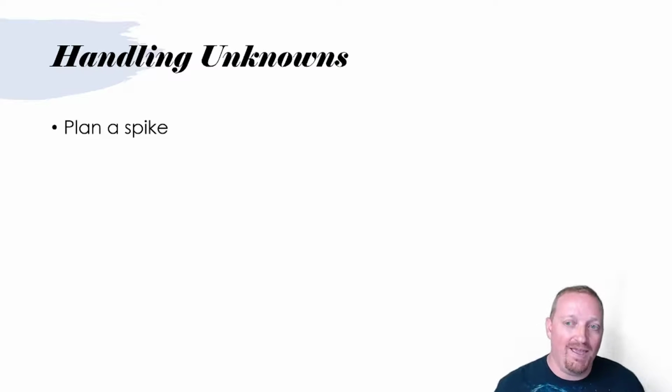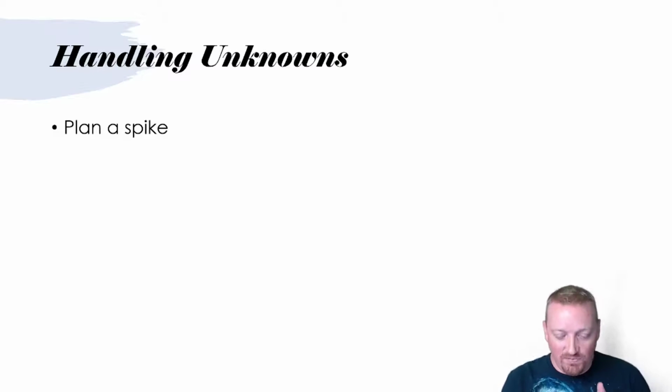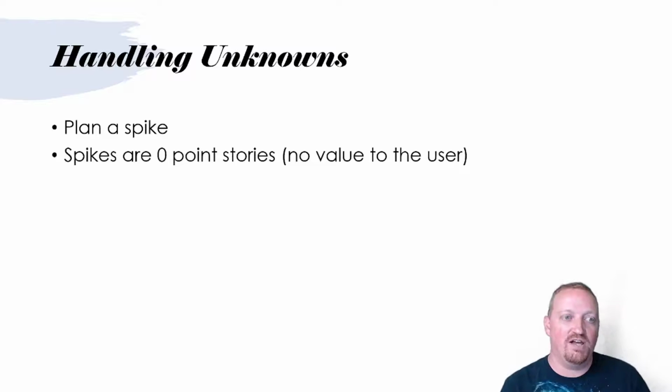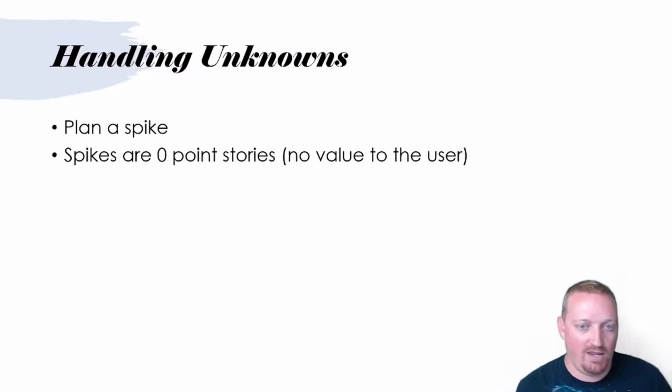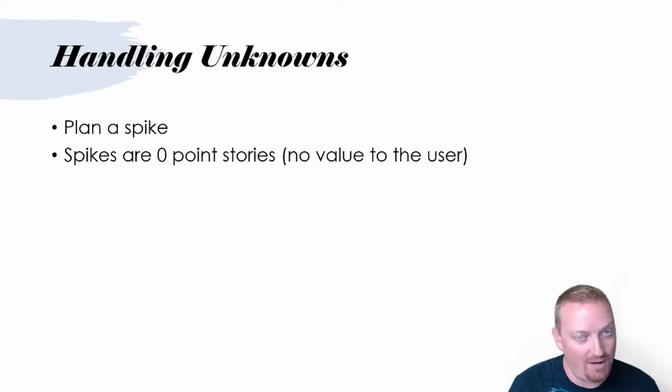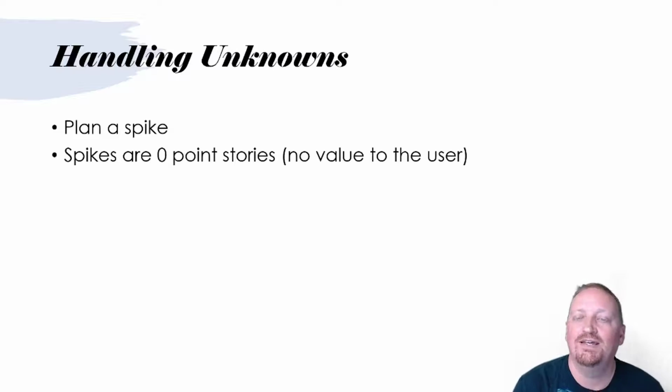A spike is essentially something that is almost a substitute for the story as it currently sits, right? So you kind of put it in place of. Now, spikes are 0-point stories. And this is where I was talking about before, that user stories should not be 0-pointed, except when you are saying it is a spike. And I'm going to talk about that here in just a little bit.